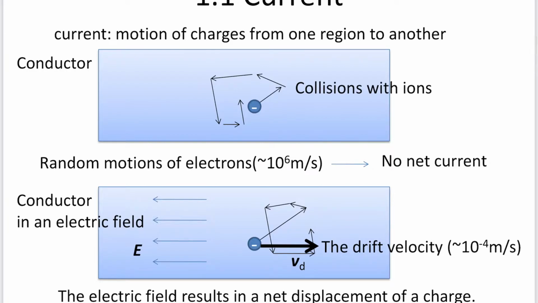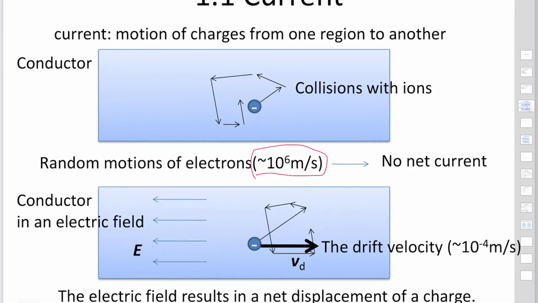Current is a motion of charges from one region to another region. Actually, the electrons are moving in random directions, and sometimes happen to collide with the ions. The speed of the electron is estimated to be 10^6 meters per second.